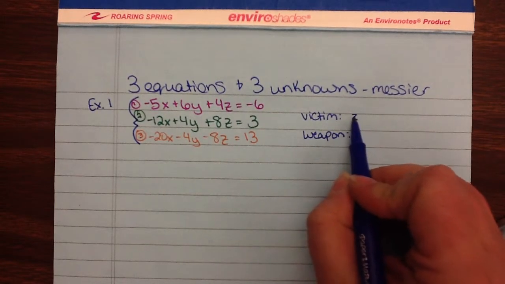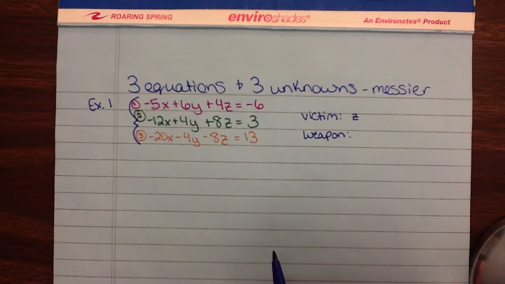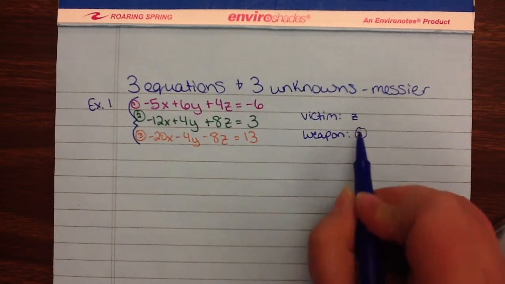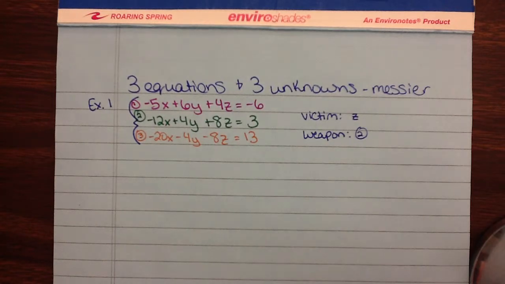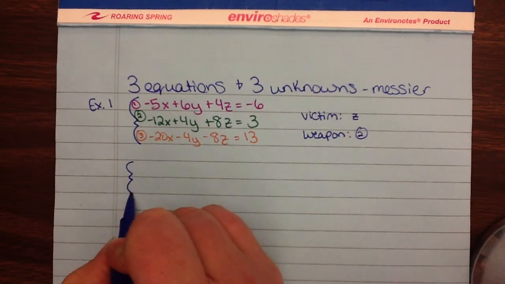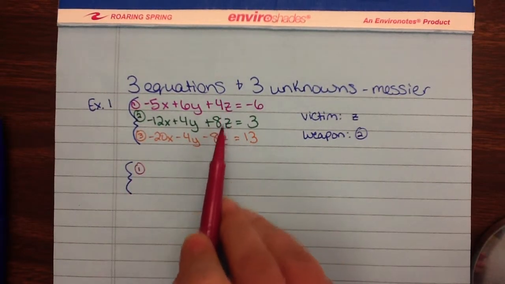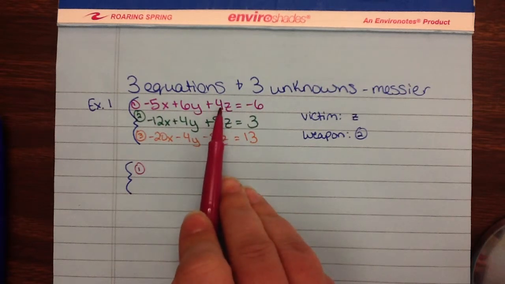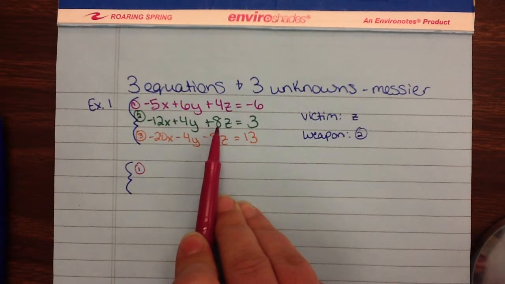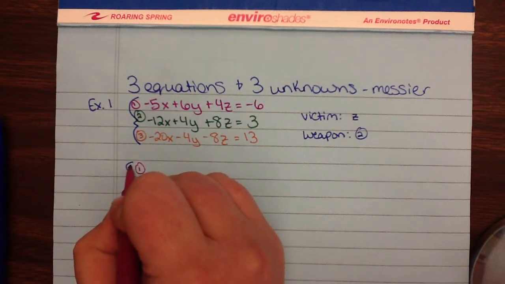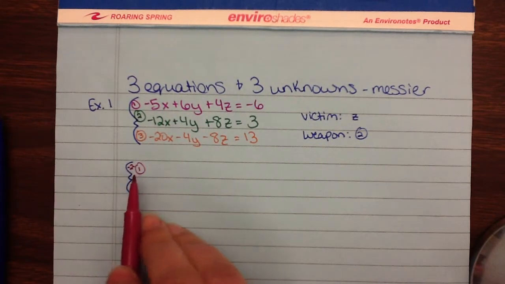So I'm going to make my victim z. And my weapon, let's do equation 2. So equation 2 for my weapon. In my first set of parentheses, I'm going to use equation 1 and equation 2. To use equation 1 and equation 2, I need the 4 to cancel a positive 8. So in order to cancel a positive 8, I need this to be a negative 8. How can I make 4 become negative 8? Well, if I multiply it by negative 2. So I'm going to put a negative 2 times equation 1.